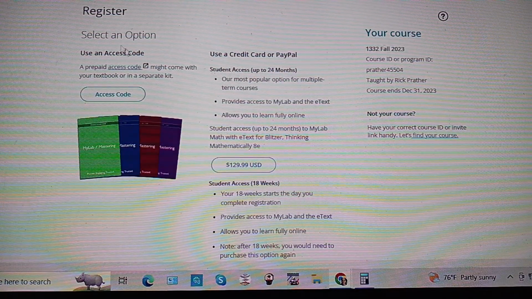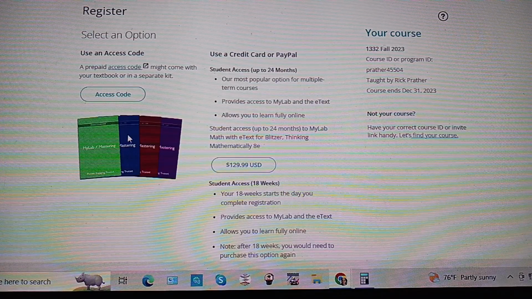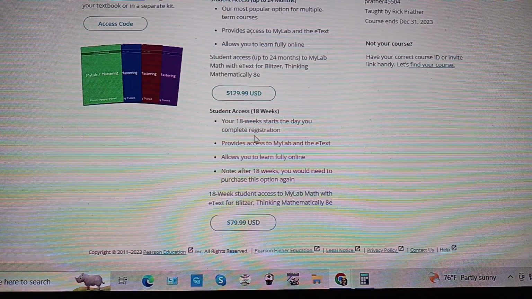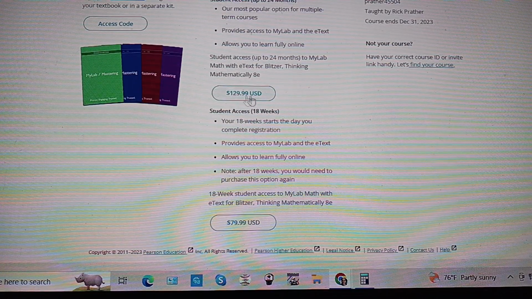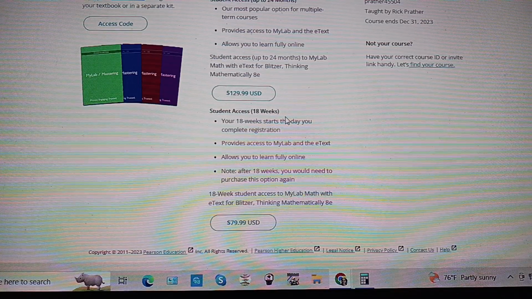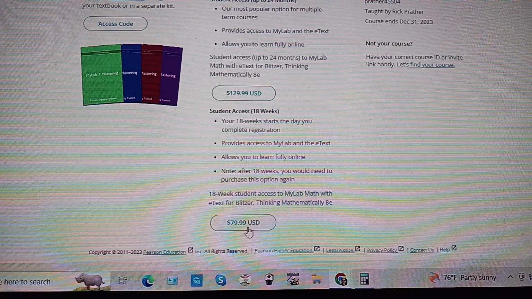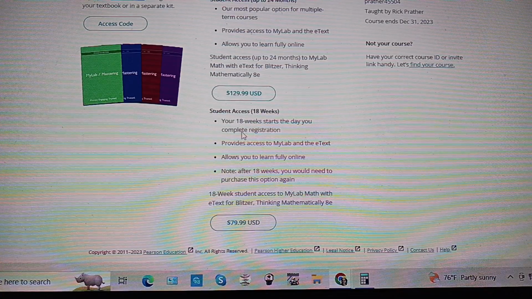See, here's these options. Use an access code if you bought a brand new textbook. Here it's $120. They actually have 2 options. You can spend $129 and get this for up to 2 years. Or you can bet on yourself and just get it for this semester, and it's much cheaper. It's only $80. So if you think you're going to pass the class, definitely choose the second option.